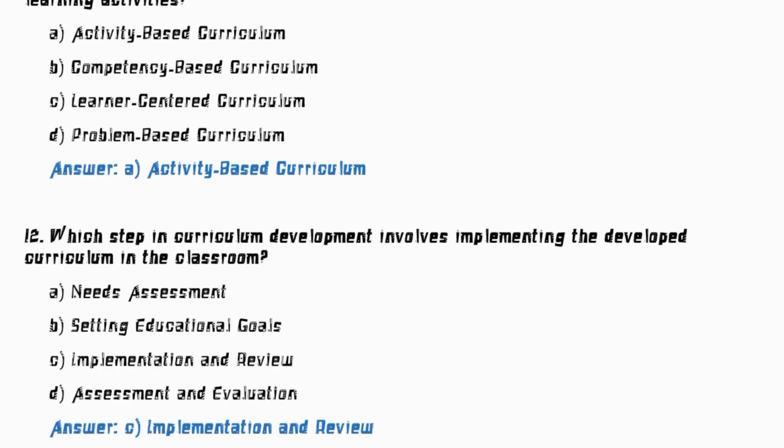Question number 12. Which step in curriculum development involves implementing the developed curriculum in the classroom? Option A, need assessment. Option B, setting educational goals. Option C, implementation and review. Option D, assessment and evaluation. And the correct option is option C, implementation and review.